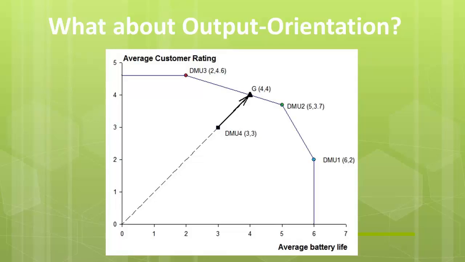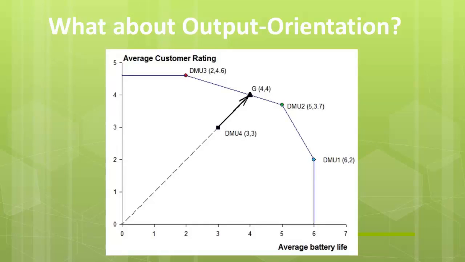This is an example of output orientation. In this case, we have two outputs or two category two measures. One is the average customer rating and the other is the average battery life for the laptops. These are outputs or category two measures because a larger value indicates a better performance.